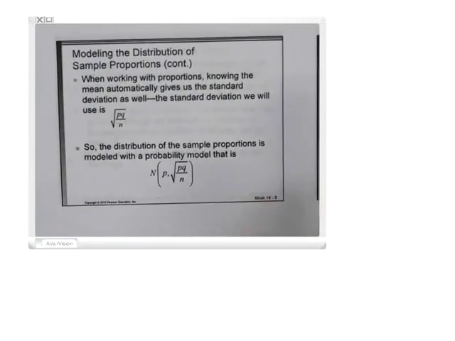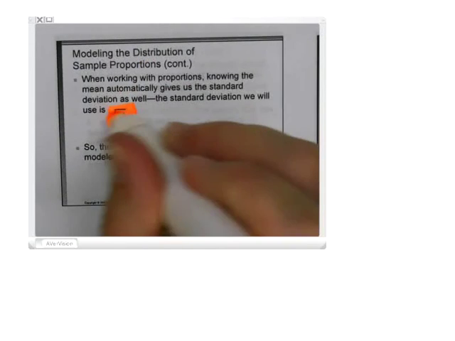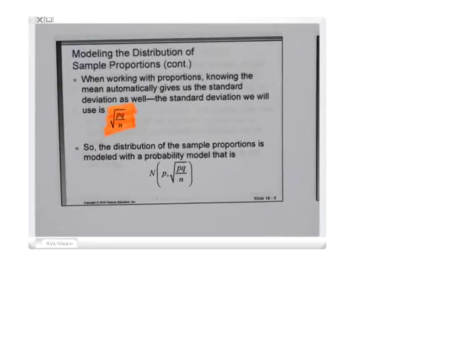When working with proportions, knowing the mean automatically gives you the standard deviation. As long as you know P and N, you can find the standard deviation by doing the square root of PQ divided by N. You math people might understand that this formula derives directly from the standard deviation of the binomial model, which was the square root of PQN. All we're doing now is dividing by N. And if you want to understand why that N ends up underneath the radical, I can show you that face to face. I'm not going to do that in the video.